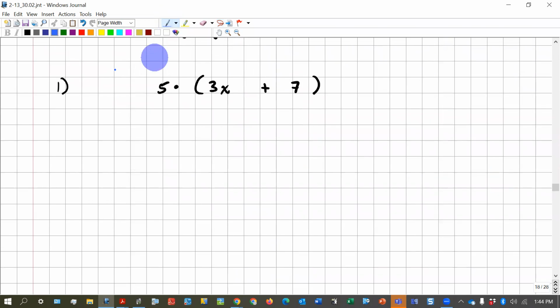And so we can rewrite this expression as 5 times 3x plus 5 times 7. 5 times 3x we were doing earlier. We use the associative property in our head and think 5 times 3 then times x. And 5 times 7 is 35.